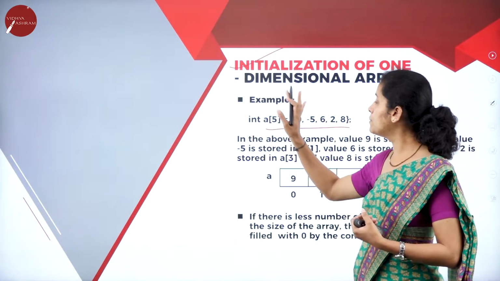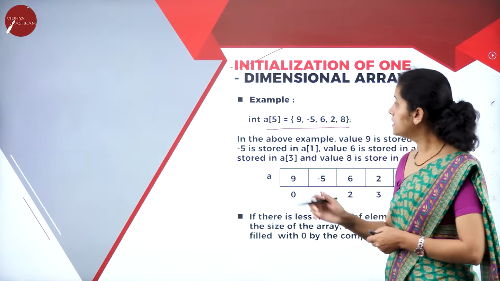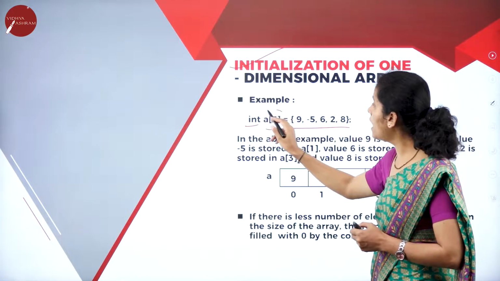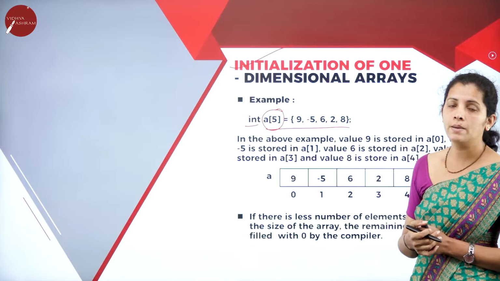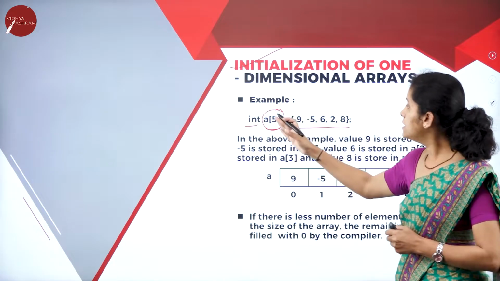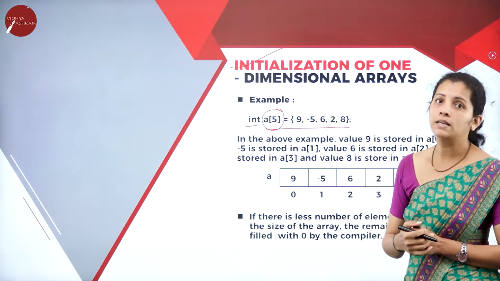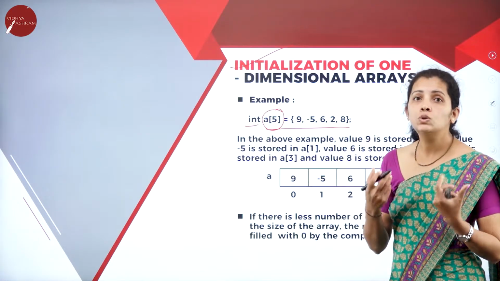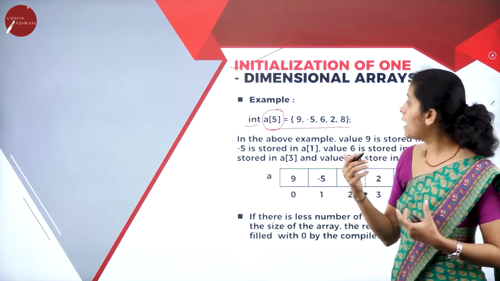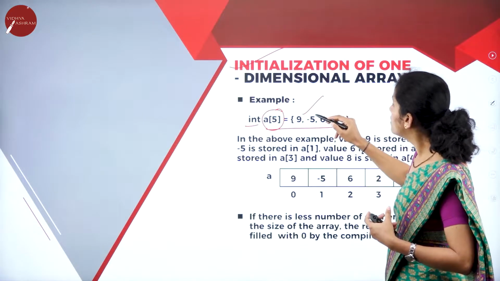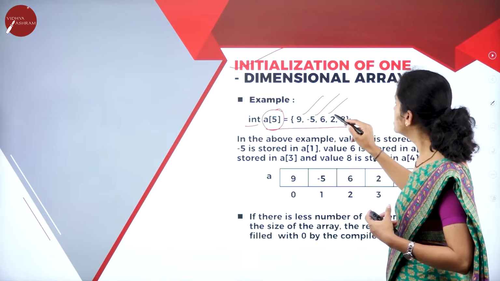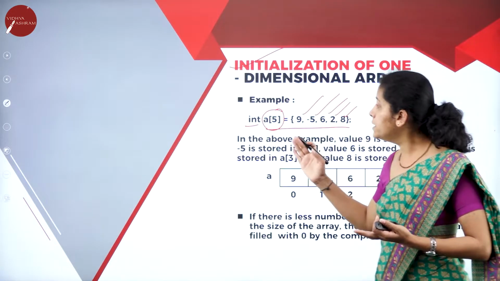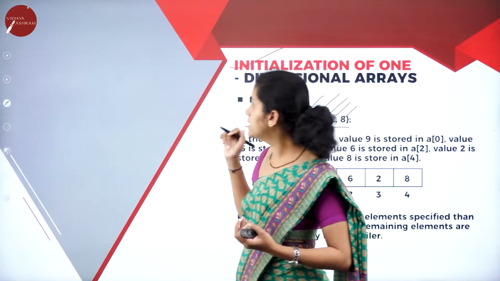So at the beginning I'm going to have the example here, that is I'm going to have integer data type and this is my array name. So what is my array name here? It is A. And what is the size here? It is 5. And I'm going to assign the values 9, minus 5, 6, 2 and 8. Dear student, let me consider this example here.